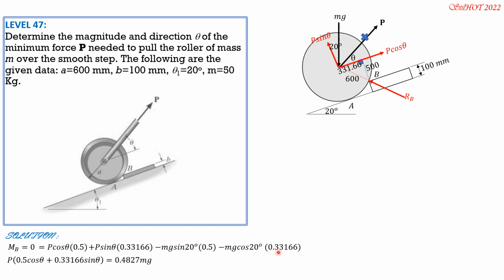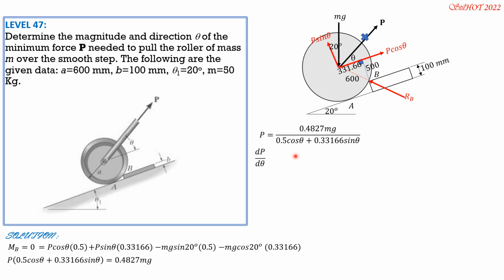So factor out P, we have P times the quantity 0.5 cosine theta plus 0.33166 sine theta equals 0.5 sine 20 plus 0.33166 cosine 20, in terms of mg, 0.4827 mg. So P therefore is 0.4827 mg over the quantity 0.5 cosine theta plus 0.33166 sine theta. Take note that the numerator is constant because m and g are constants. So we minimize P by differentiating it with respect to theta.